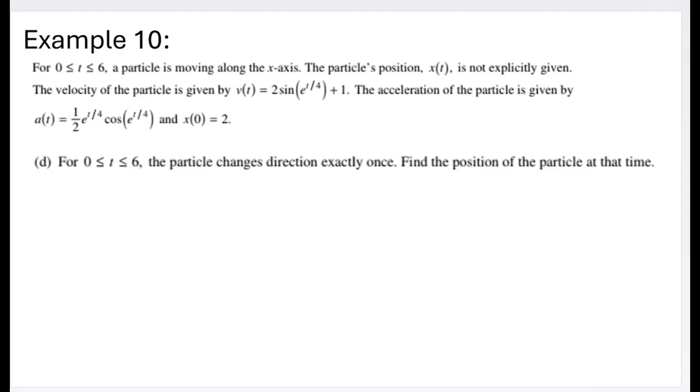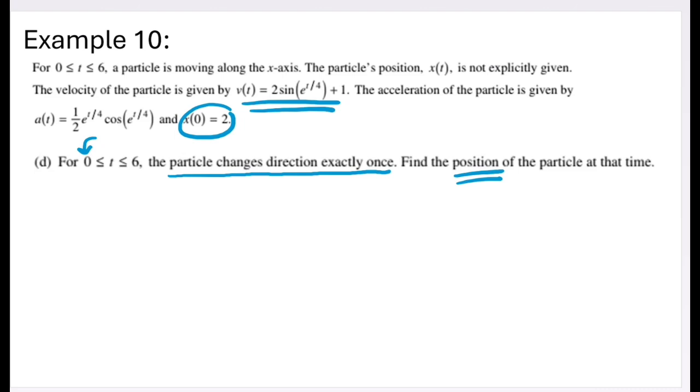So we're trying to find the position. For the position, we're going to use the initial position, and then add the change to it. We start at 0, but we have to figure out what our other limit of integration is going to be. That's when the particle changes directions. A particle changes directions when the velocity changes from negative to positive or positive to negative, and it only happens one time.